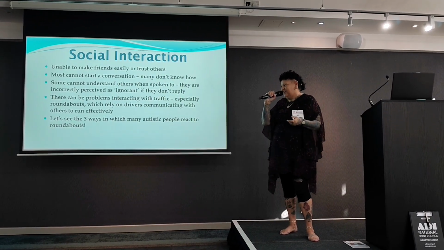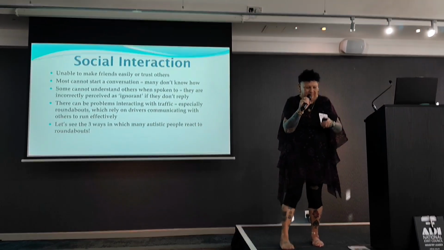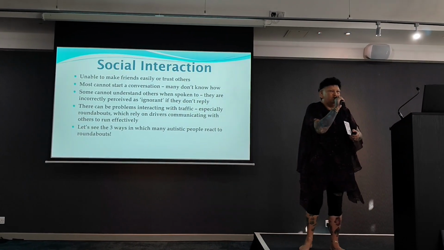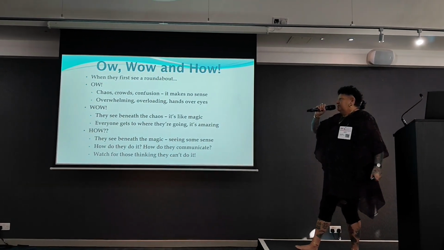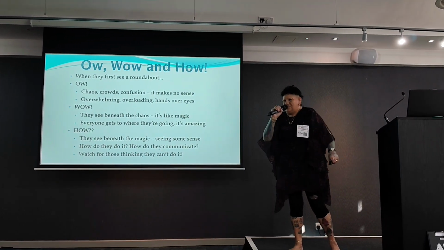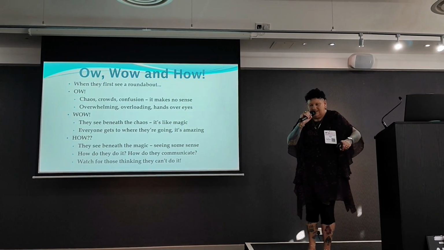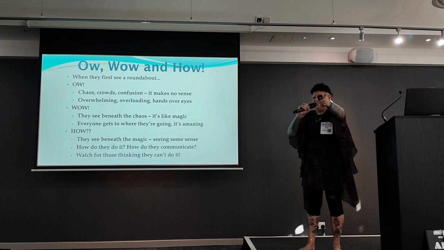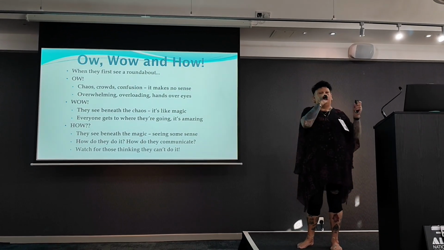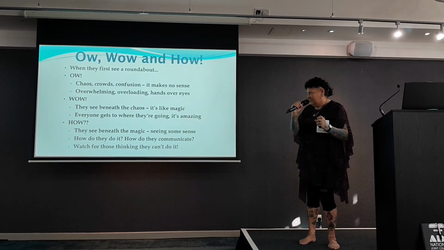Let's see the 3 ways in which autistic people can react to roundabouts, and you'll be able to see this for real in real life. So, we get some people on the autism spectrum look at a roundabout. Imagine they're a pedestrian at the side of the road, seeing a junction actually working with free-flowing traffic. And what are they going to do?